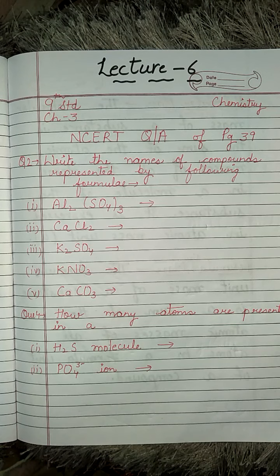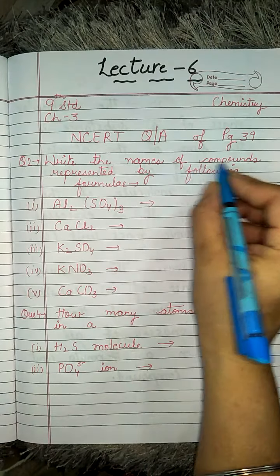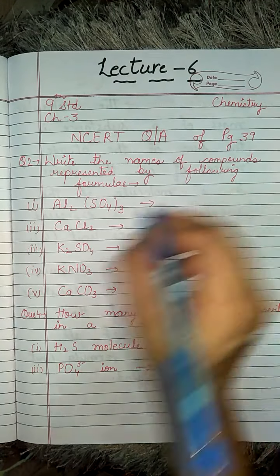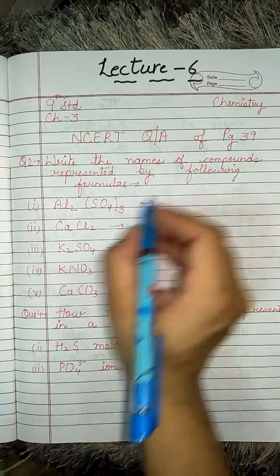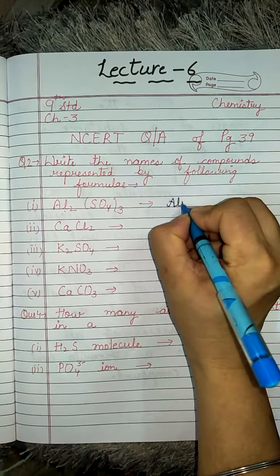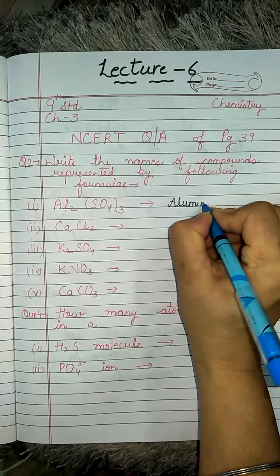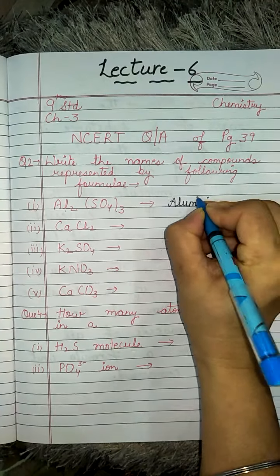So these two questions are simple ones. Actually, the first question has been done by us already in the previous lectures, so I haven't repeated it. Question number 2 is: you are going to name the compounds of the following formula. So what is this? Aluminium sulfate.